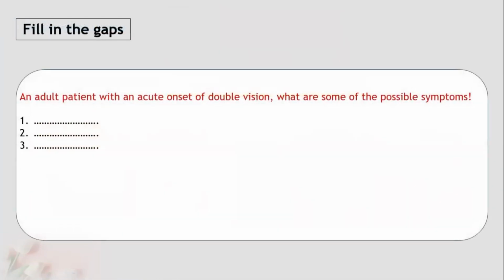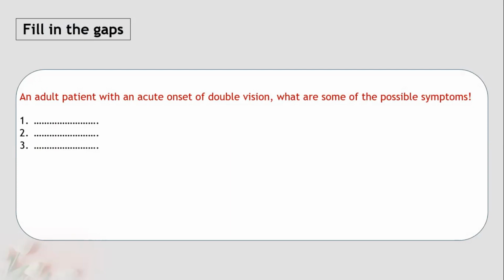Another quiz question, okay? Fill in the gaps. An adult patient with an acute onset of double vision, what are some of the possible symptoms or complaints? I know it's not a clear question, but let's answer the first one. A patient with double vision may complain of double vision. Okay, doctor, I'm seeing double. So this is number one, double vision or diplopia.